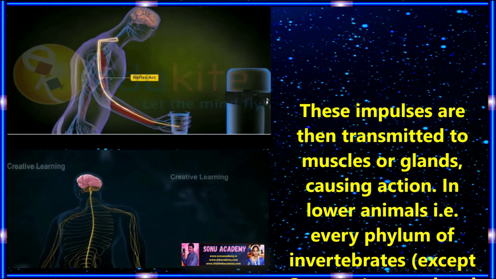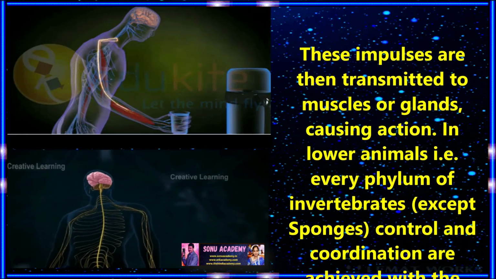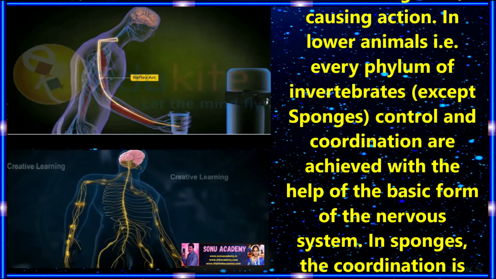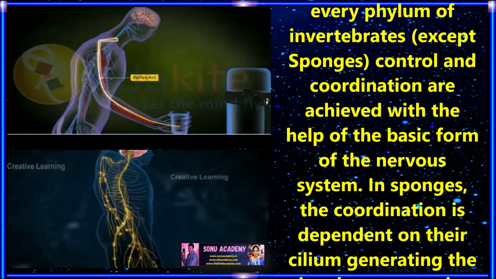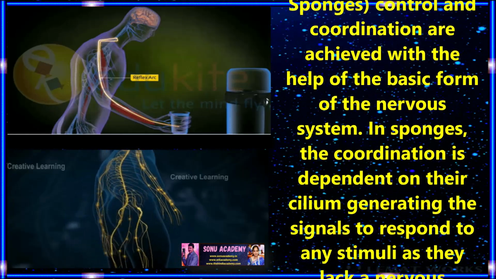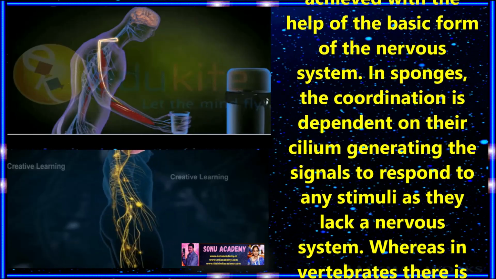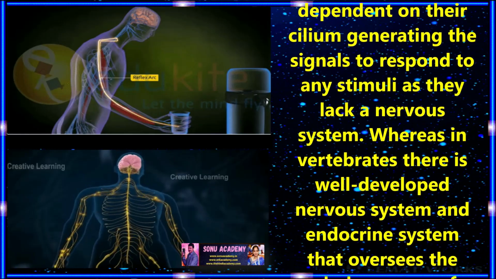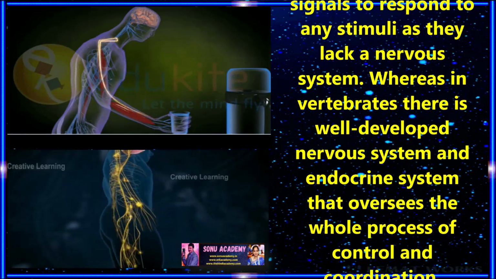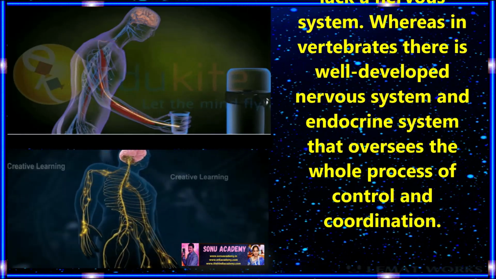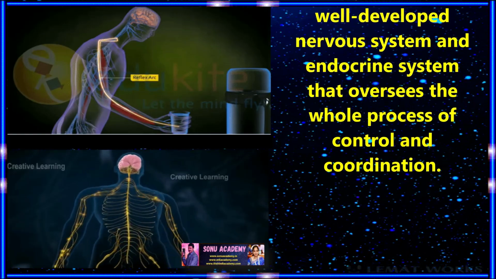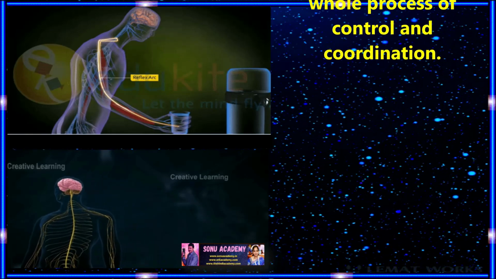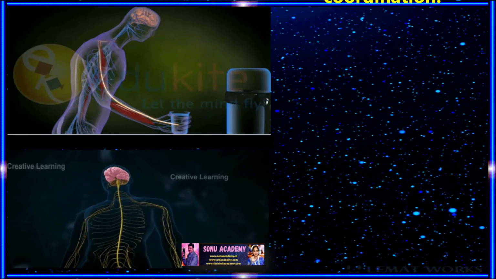In lower animals, that is, every phylum of invertebrates except sponges, control and coordination are achieved with the help of a basic form of the nerve system. In sponges, the coordination is dependent on their cilia generating signals to respond to any stimuli, as they lack a nerve system. Whereas in vertebrates, there is a well developed nerve system and endocrine system that oversees the whole process of control and coordination.